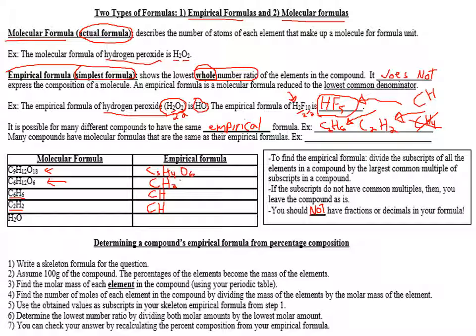Try this one here for glucose on your own, and you will probably get CH2O. And then lastly, let's try H2O. Interesting. You'll notice that for H2O, its molecular formula and its empirical formula are the same. It's already in its simplest whole number ratio. So many compounds have molecular formulas that are the same as their empirical formulas. A great example of that would be water.